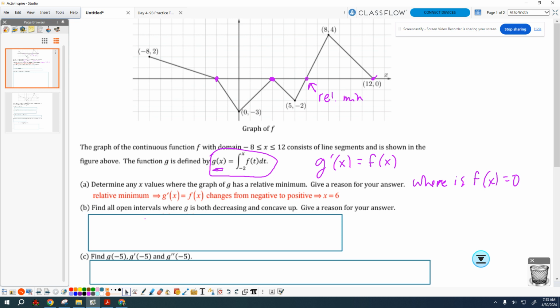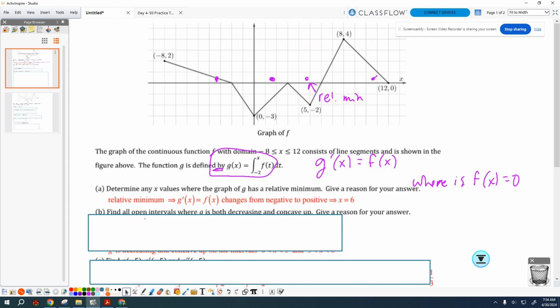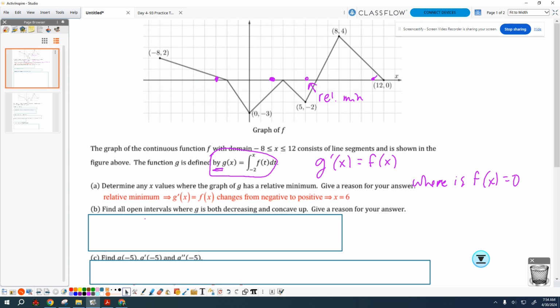Roxana, how do I find all open intervals where G is both decreasing and concave up? First, where is G decreasing? When F is negative. Decreasing, you said when F of x is negative? Yeah. All right, so that looks like -2 to 6. Okay.